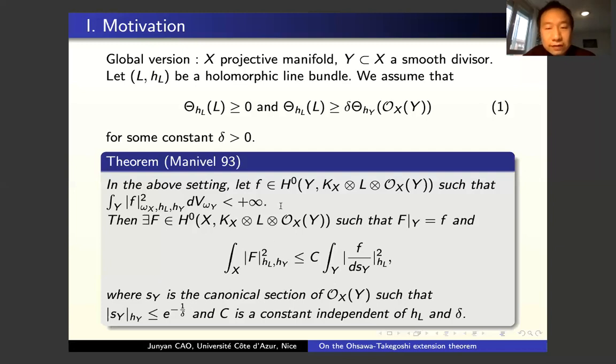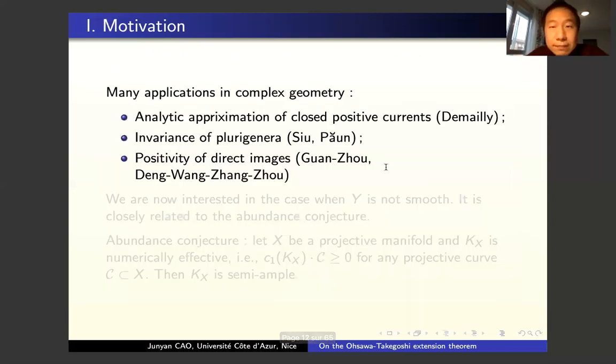So the Ohsawa-Takegoshi extension theorem is a very powerful tool in complex geometry. For example, Mihai used Ohsawa's local version to prove that any positive current can be approximated by currents with analytic singularities. And also Tongxiu proved the invariance of plurigenera in the projective case. And later, Păun simplified his proof.